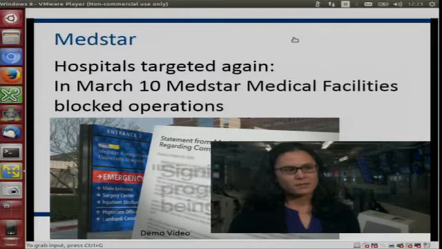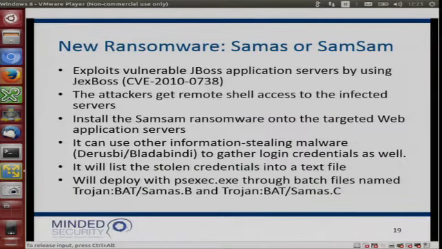So, how were they able to do this? They have been using a new ransomware named SamSam, or SAMSA, that was exploiting a vulnerable JBoss application server by using JexBoss. And the very incredible thing is that they were using CVE-2010-0738. This vulnerability was patched in 2010 and ethically reported to JBoss Red Hat.